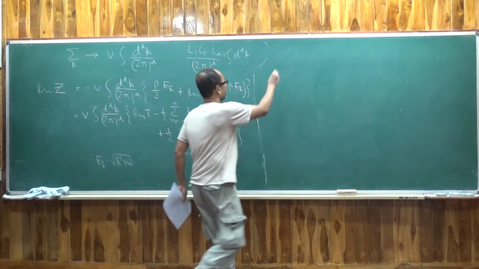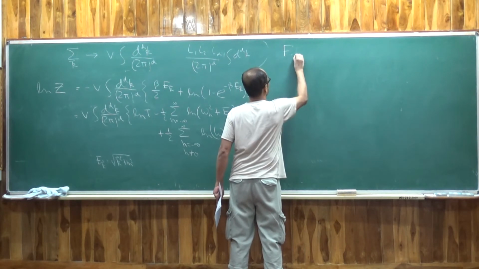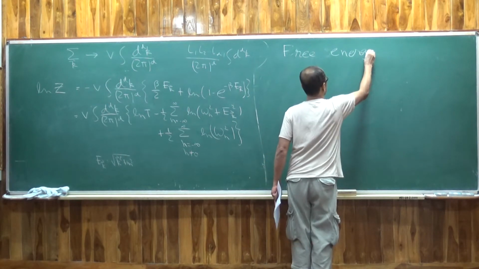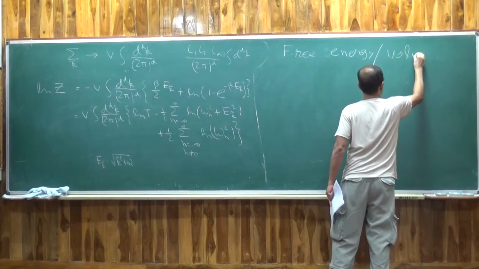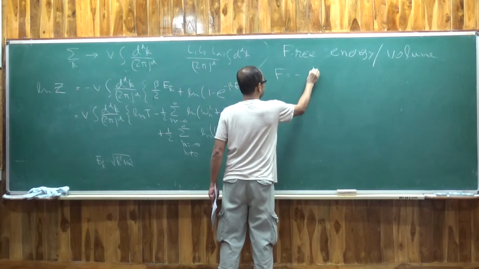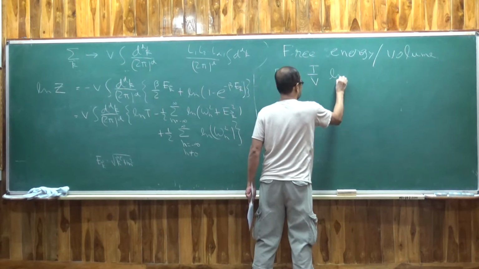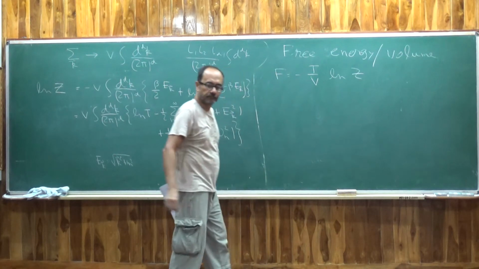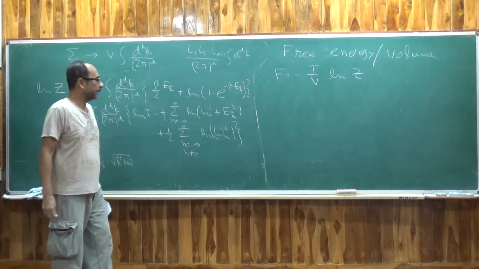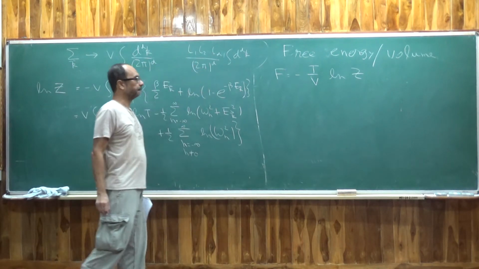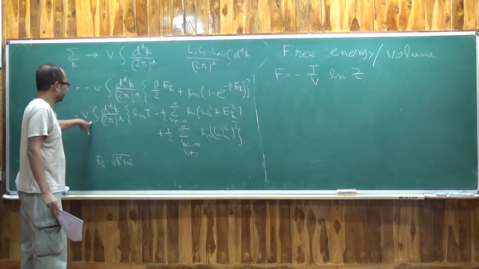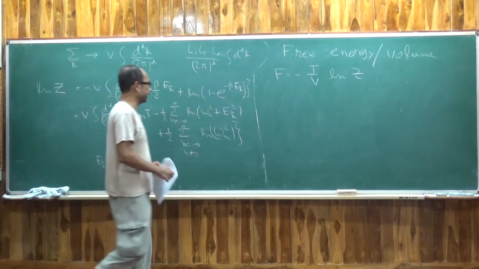So the free energy per unit volume, this by definition is minus T over V log Z. I divide by volume because I want to do per unit volume, and then minus T log Z is the free energy. So it's easy to write down the expressions for those. Just multiply by minus T by V. So let me write it here.